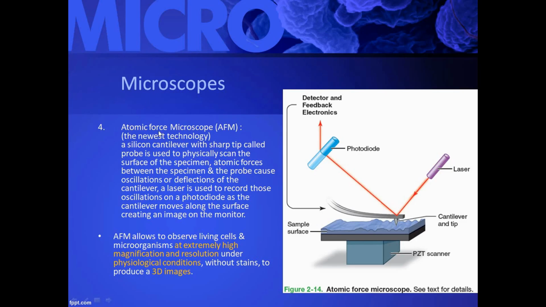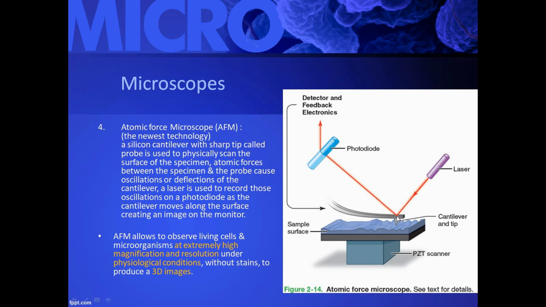Okay, lastly, we have the atomic force microscope. This is the newest technology. There is a silicon cantilever with a sharp tip. It's called a probe, and we use it to physically scan the surface of the sample. The sample is living and in full physiological conditions, and we just pass that cantilever and tip over its surface without causing much distress to the specimen. And we form a 3D image of that.